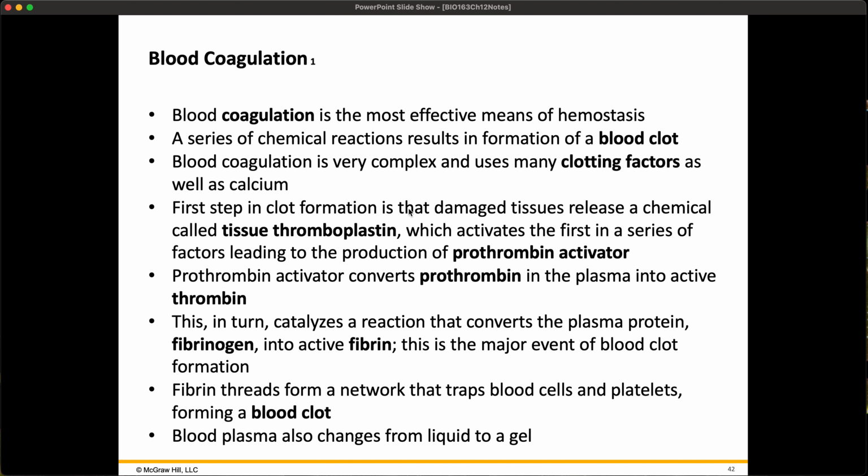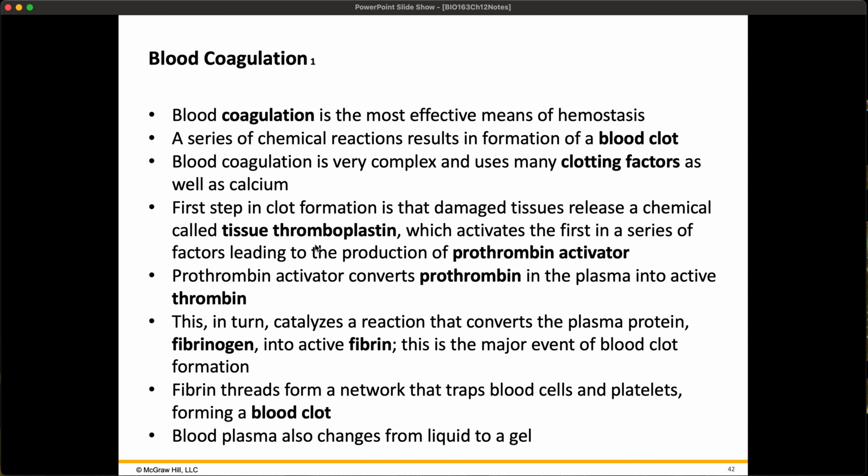So the first step in the clot formation is that the tissues that were damaged, the cell walls that were damaged, they start to release tissue thromboplastin, and then that creates prothrombin activator. That prothrombin gets converted into thrombin, and then thrombin converts that fibrinogen into fibrin. And that's really what allows for a blood clot formation. So it's step, step, step, step, step. We'll see in a slide or two a nice little graph image of that.